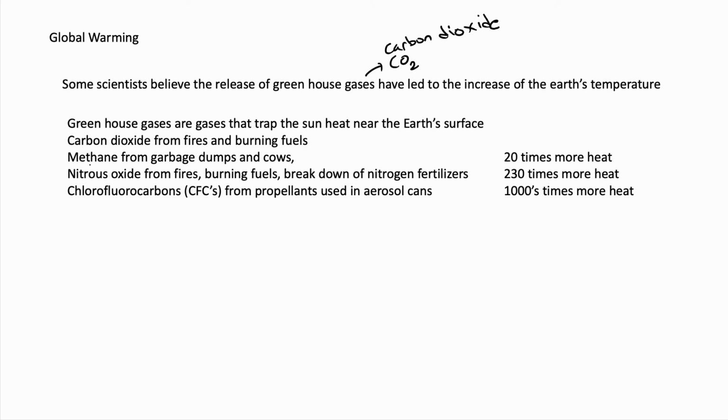And then I put here also methane is a greenhouse gas. So these are all right here, different greenhouse gases. So carbon dioxide from fires and burning fuels, methane from garbage dumps. As things decompose, the bacteria release methane. And the same thing with cows. As cows are eating their food, there's bacteria in their stomachs that digest this grass, and it produces methane. And methane retains 20 times more heat than carbon dioxide.